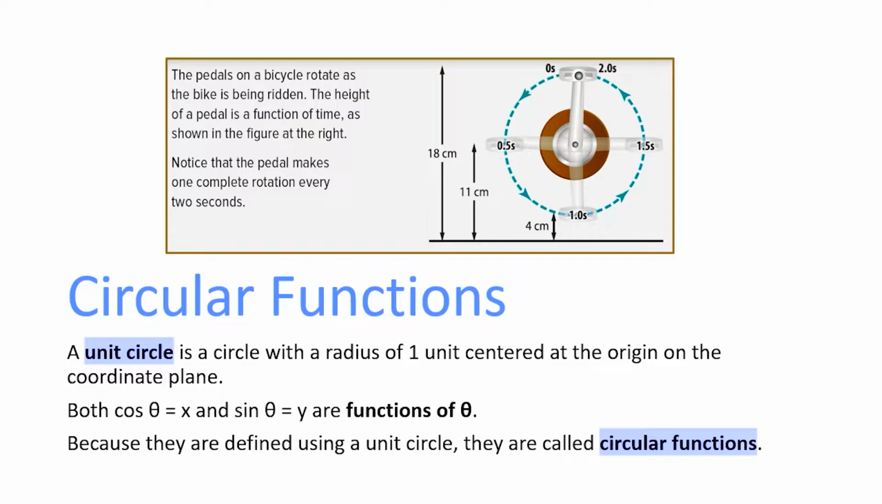An example are the pedals on a bicycle, which rotate as the bike is being ridden. The height of the pedal is a function of time, as shown in the figure. Note that the pedal makes one complete rotation, in this case every 2 seconds.